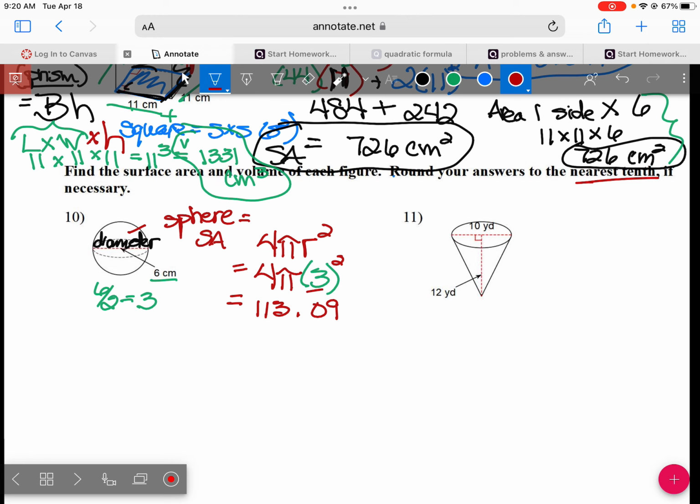It says round to the 10th place. Alicia, which digit is in the 10th place for 113.09? Which digit is in the 10th place? Someone help her out? It's 0. Yes, the 0. Look next door, 5 or more. It's going to go up. That is definitely more than 5, so it's 113.1 centimeters squared. That's your surface area.